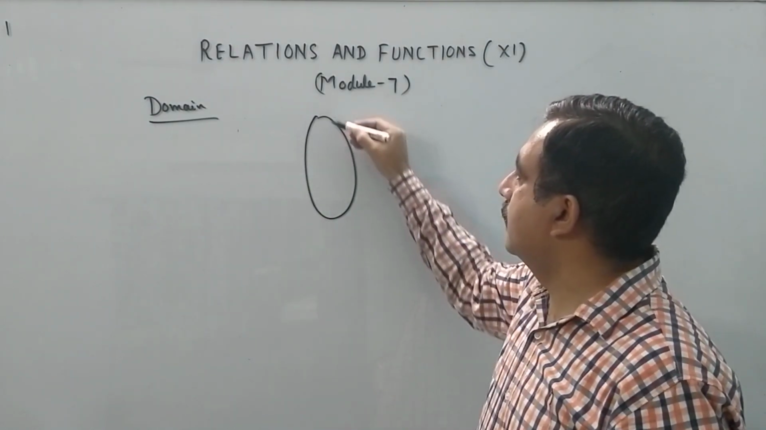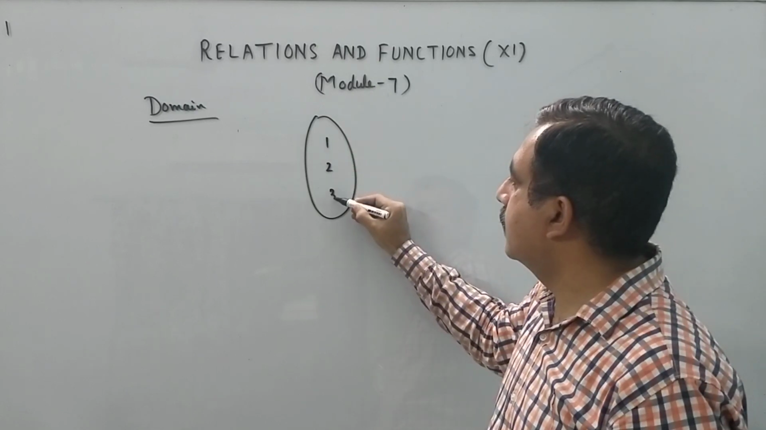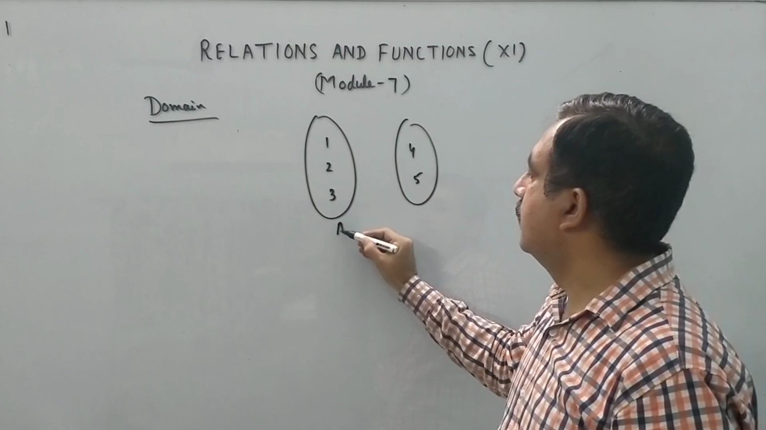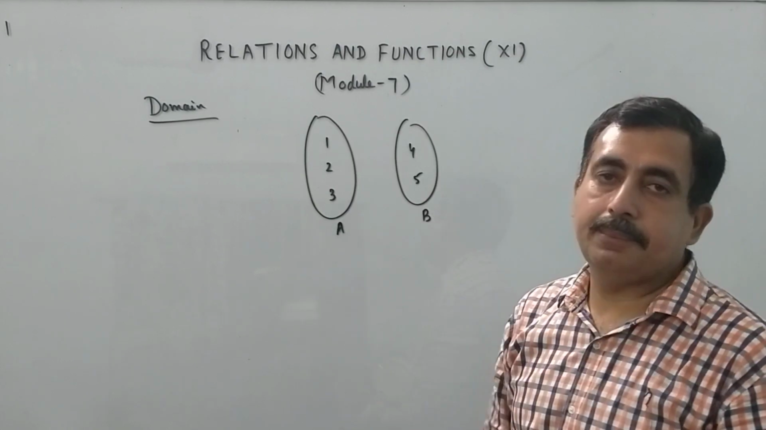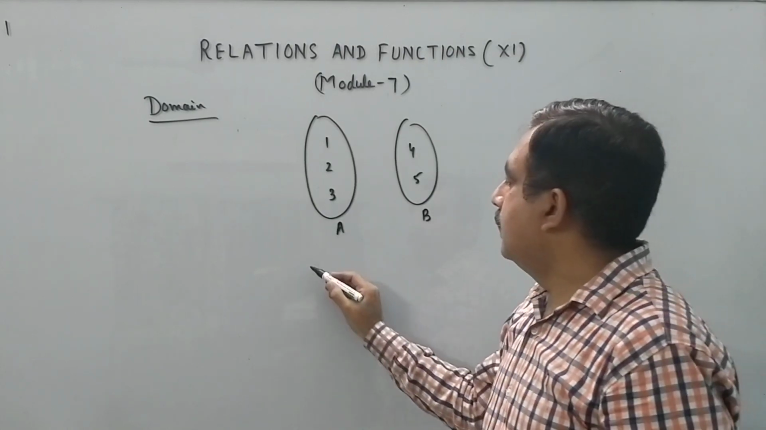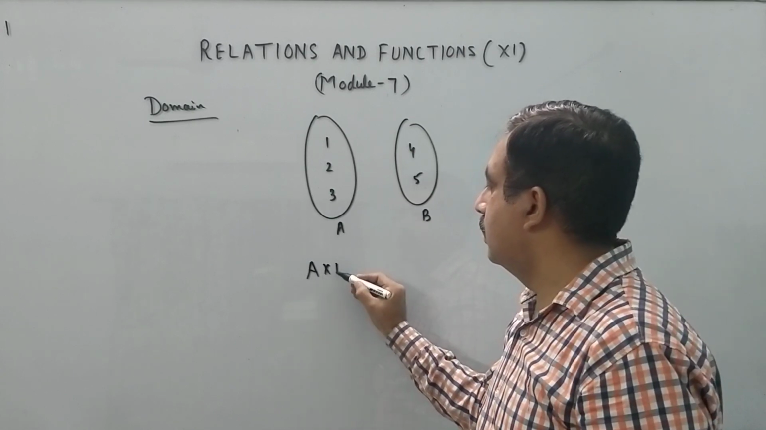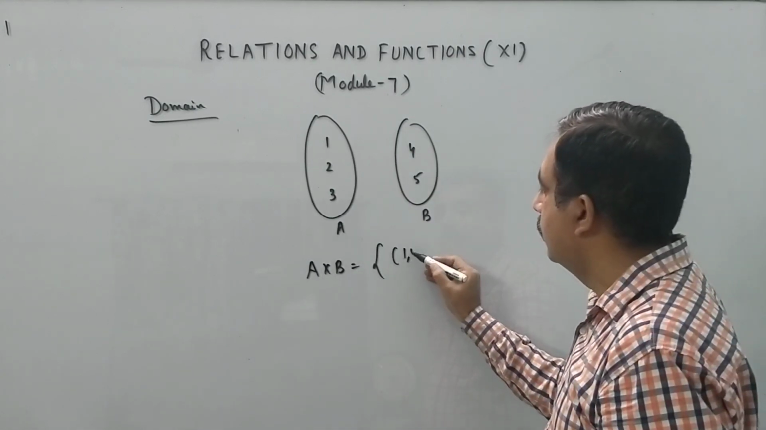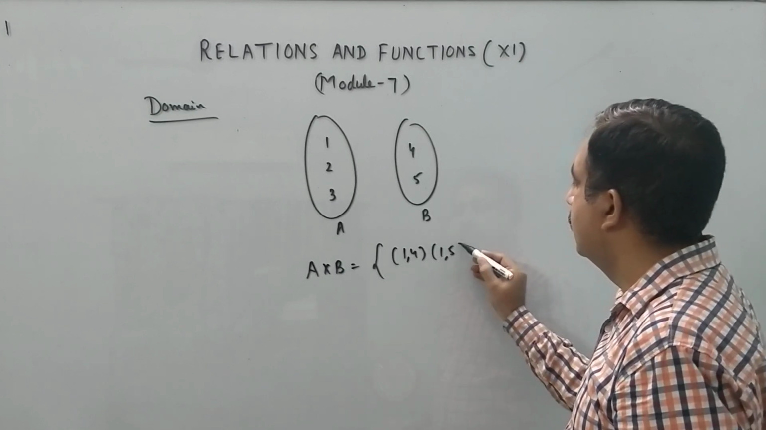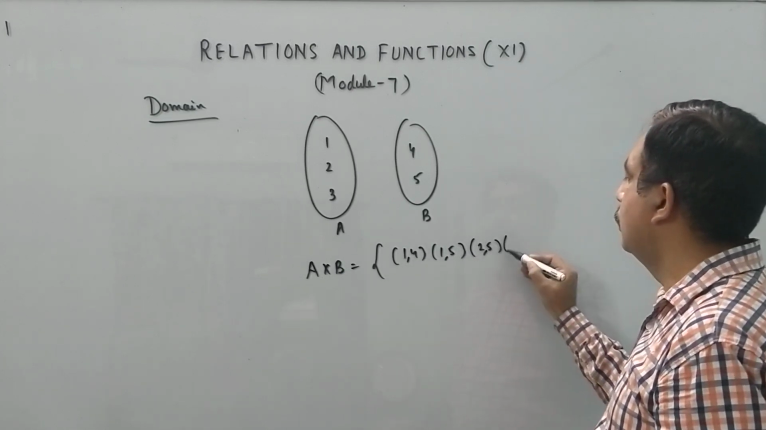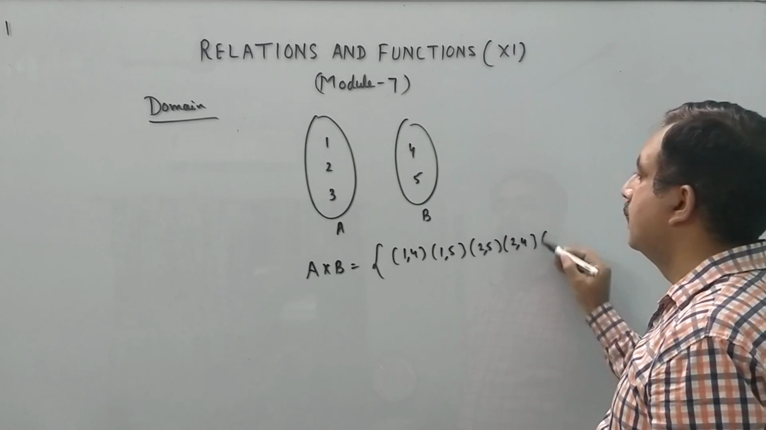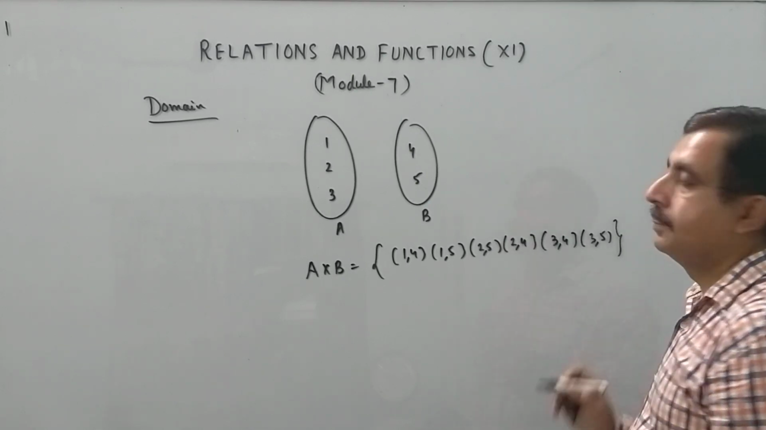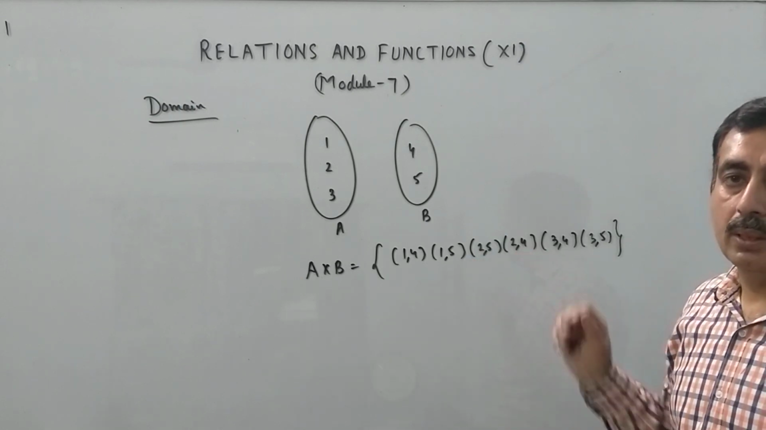A is any set which contains 3 elements and B is any set which contains 2 elements. This is A and this is B. Then the Cartesian product A cross B is written as (1,4), (1,5), (2,4), (2,5), (3,4), (3,5). This is called the Cartesian product.